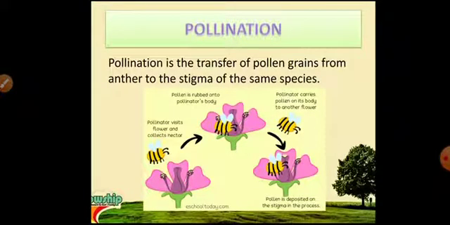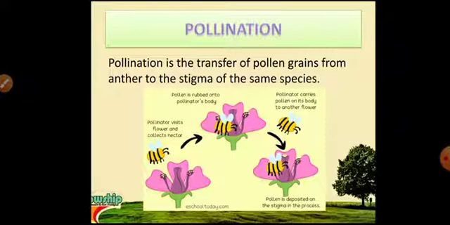Okay, so what is pollination? Before, you have known about anther and stigma. As you know, the anther is a part of the stamen, the male organ, and then the stigma is a part of the female organ. Then the process for the transfer of pollen grains from anther to the stigma of the same species is called pollination. Here I give you the picture about the pollination that is done by the bee.